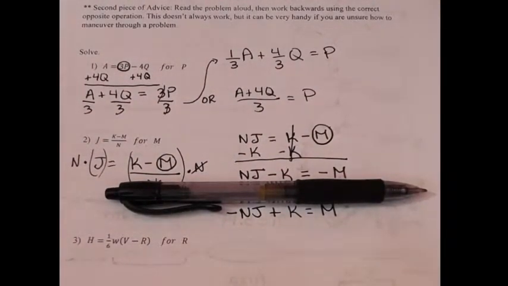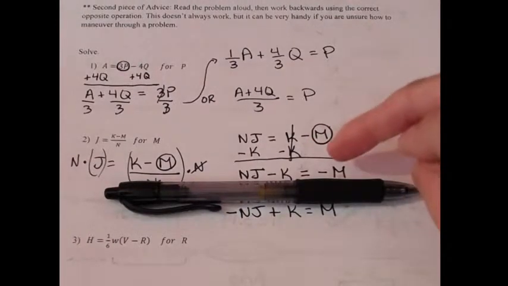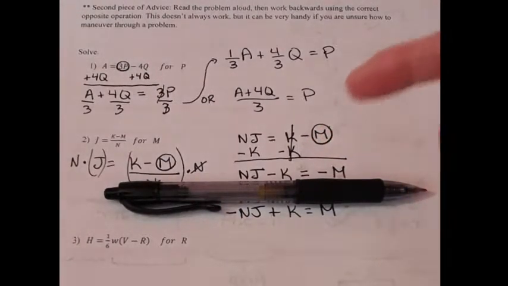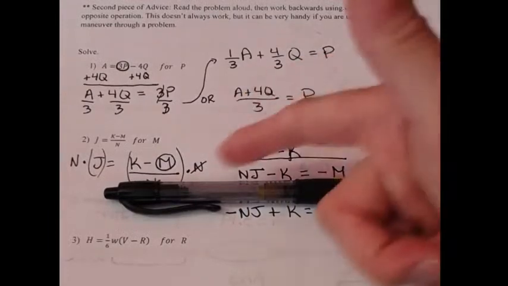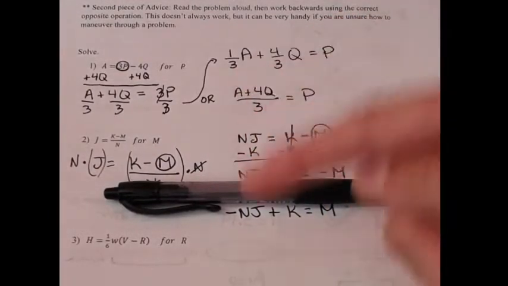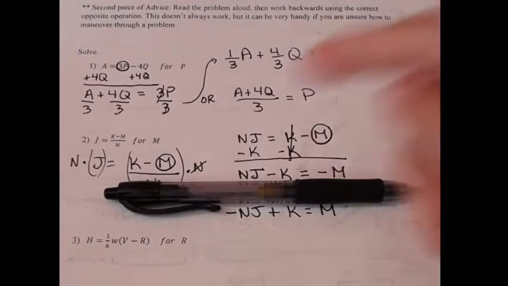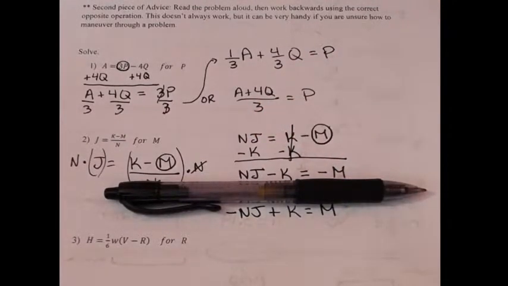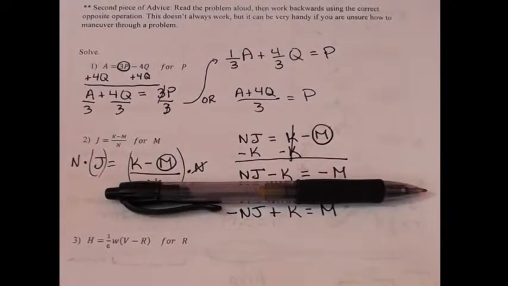Take a look. Because we wanted to divide by the negative 1, which, by the way, is the same as multiplying every single term by the negative 1, we went from positive nj to negative nj. We went from negative k to positive k. We went from negative m to positive m. Kind of a neat trick, right? It's a great way of thinking about what is the impact of multiplying or dividing by a negative 1. Okay? Hopefully that is helpful.